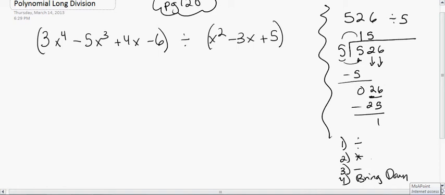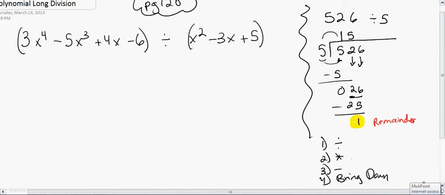And there's the 1. I can add decimals and zeros, but I'm not going to add decimals and zeros. What I'm going to do with whatever I'm left over with, so this 1 down here, that's called your remainder. I'm going to write my remainder as a fraction. So my answer is going to be 15 with a remainder of 1/5. And that fraction comes from the thing I'm dividing by, the divisor.